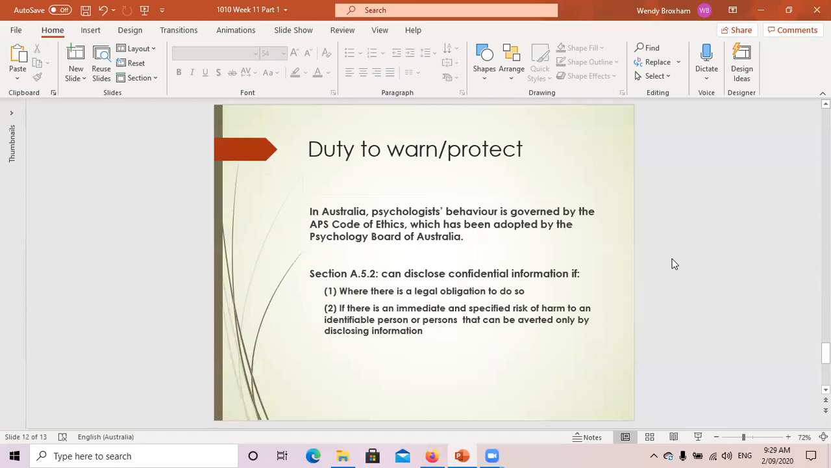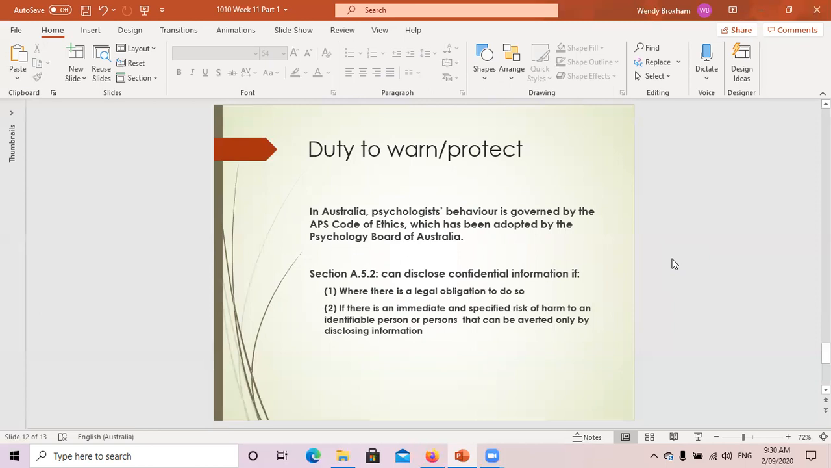In Australia, we don't have the Tarasoff ruling. So we have this section where it says that psychologists can disclose confidential information under those terms. How hard would it be to have a good relationship with your psychologist if you're not bound by confidentiality? So these give the psych the ability to disclose under these circumstances. Legal obligation revolves around being subpoenaed by the court once a crime's been committed. But the second one is what is more relevant to us today, although it is still open to judgment.